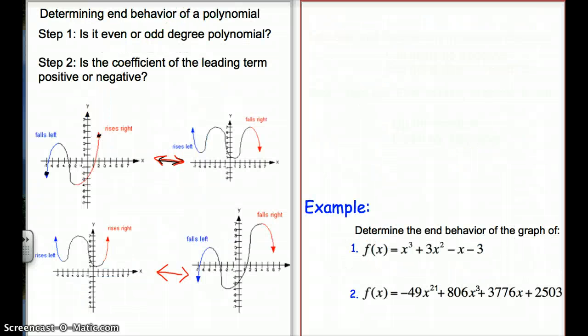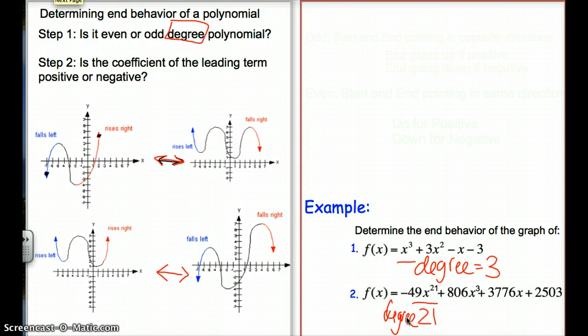Step 1, you have to ask yourself, is it an even or odd degree polynomial? So remember, the degree is the highest power in the function. So in this function, the degree is 3. So therefore, it's an odd degree polynomial. In this one, the degree is also odd. The degree is 21. But you're looking for the degree in order to decide, number 1, is it odd or even? Then we'll decide what direction it's going to be going.